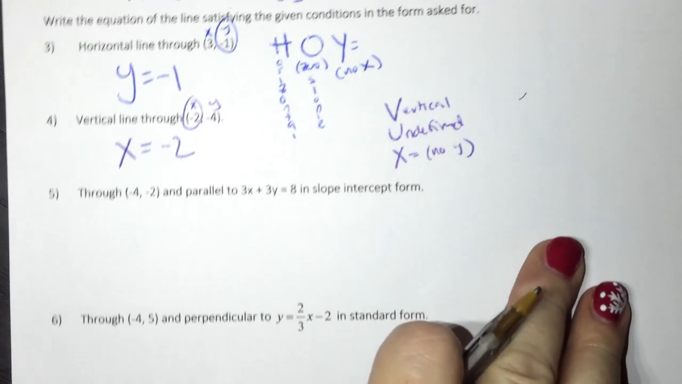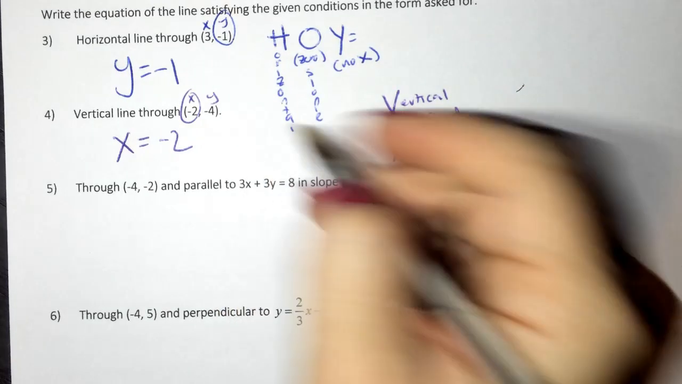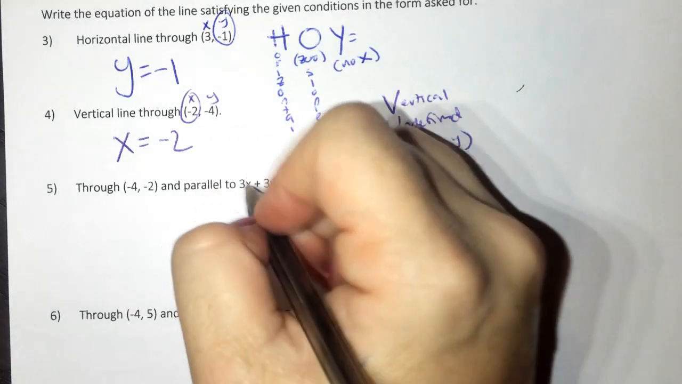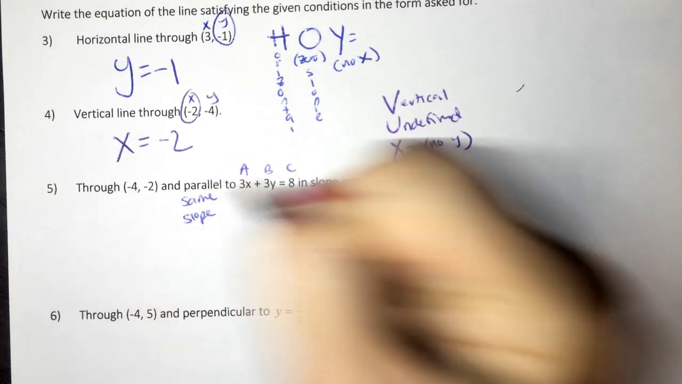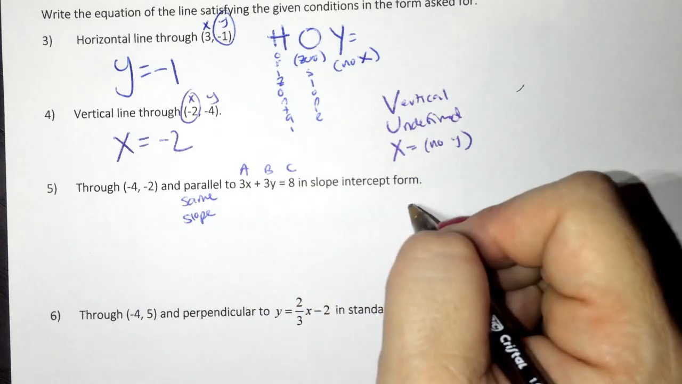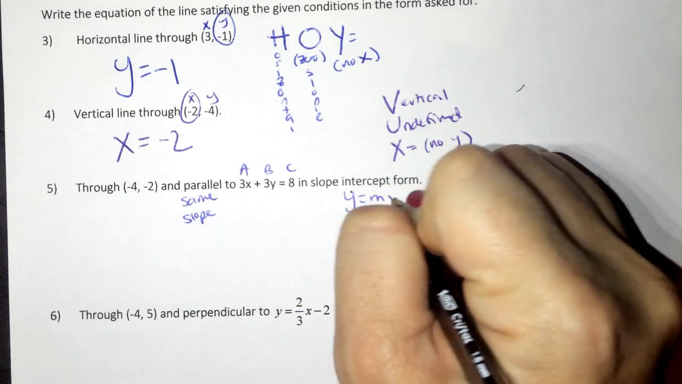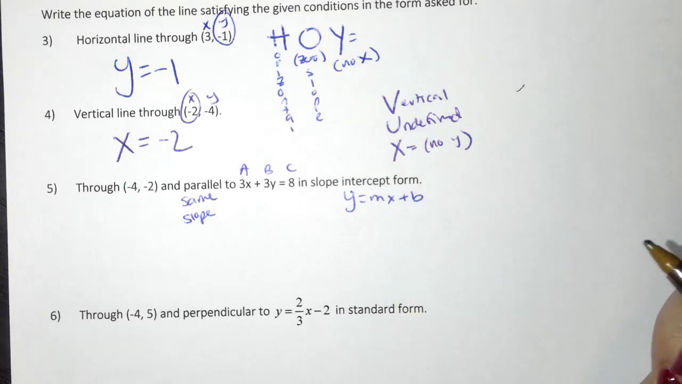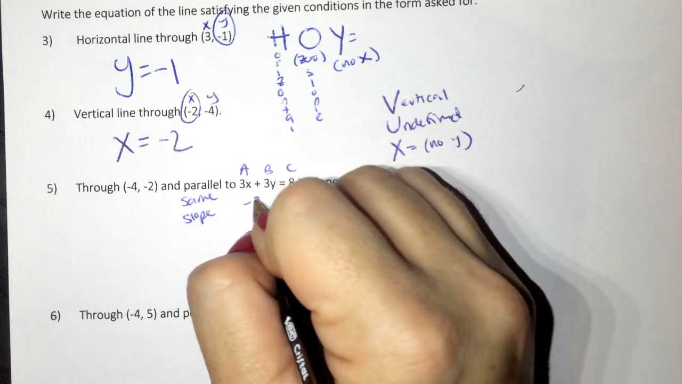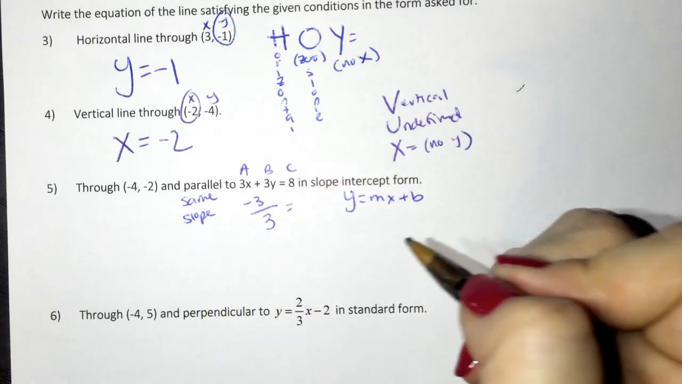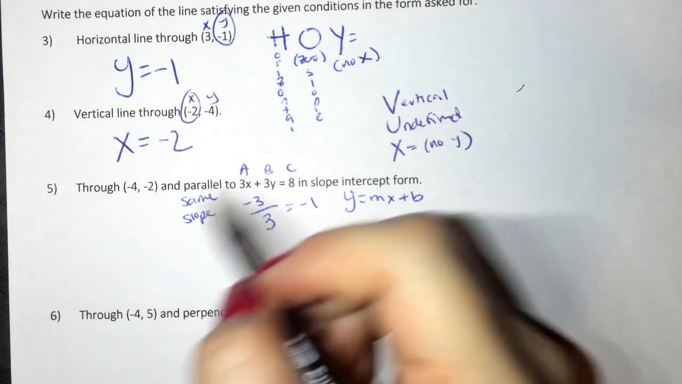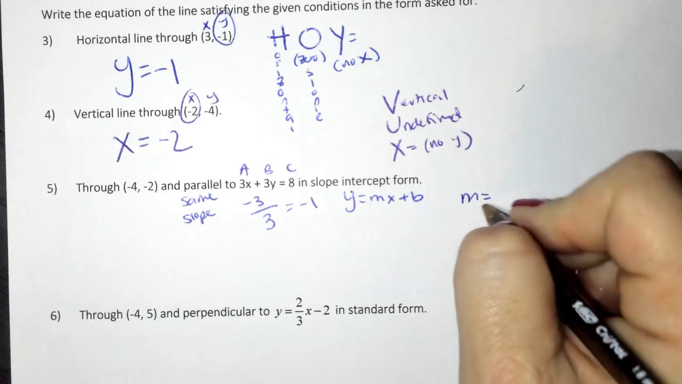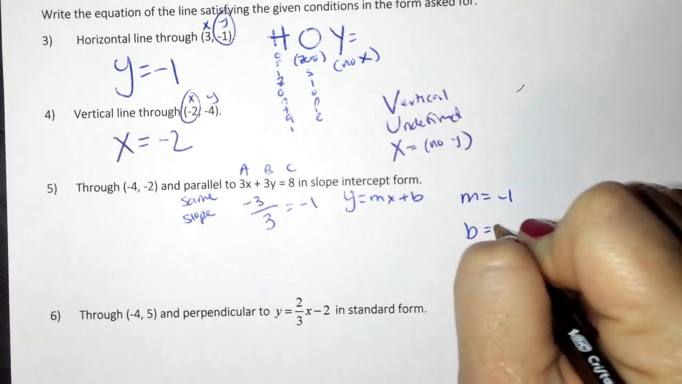Now it says through -4, -2 and parallel to this. Well, this is in standard form. So I know to find my slope, and parallel means same slope. So in slope-intercept form, I'm going to put it in y equals mx plus b. Okay, well, slope is opposite of a, so -3 over b is 3. Well, that simplifies to -1. Okay, and then I have to put it in this form. Well, I don't know my y-intercept. I know m is -1, but I don't know b.